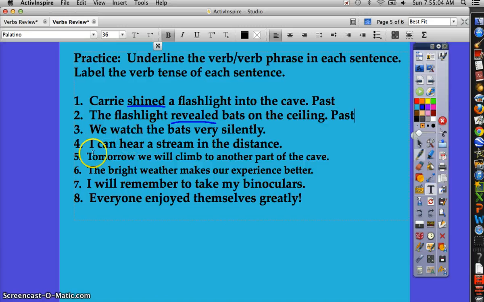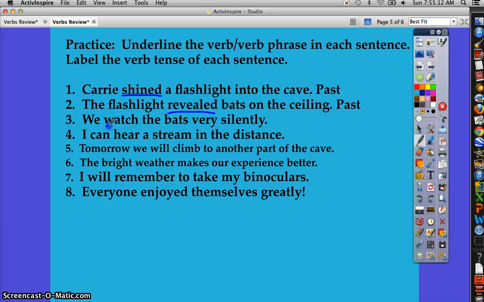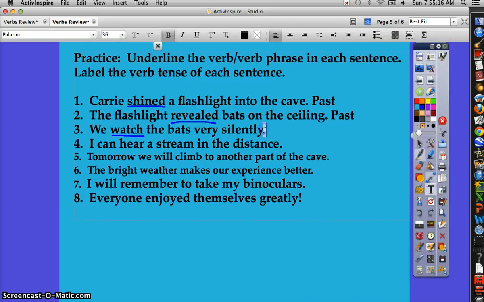So past for 2. Number 3, we watched the bats very silently. This time watch is the verb. If we think about what's happening in the sentence again, watch. And then again, this is going to be the present tense form. Okay, watch, you're doing that right now. Okay, no ed ending, just watch is present tense.